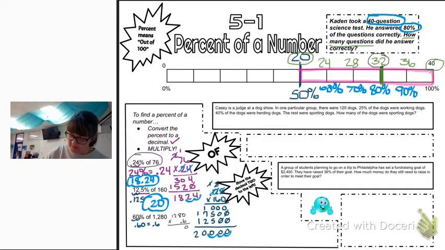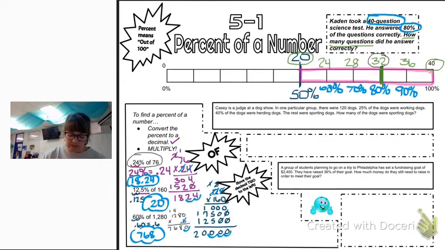6 times 0 is 0. 6 times 8 is 48. 6 times 2 is 12, plus 4 is 16. 6 times 1 is 6, plus 1 is 7. In the problem, we had 1 digit after the decimal. So in our answer, we'll have 1 digit after the decimal. So 60% of 1,280 is 768.